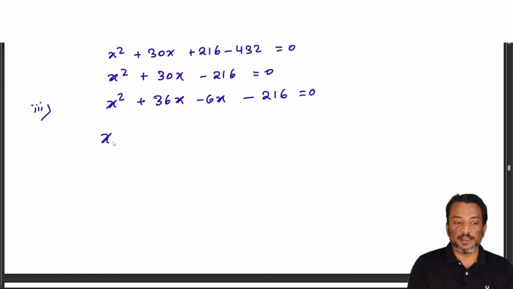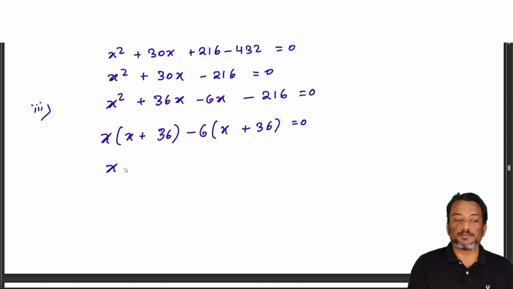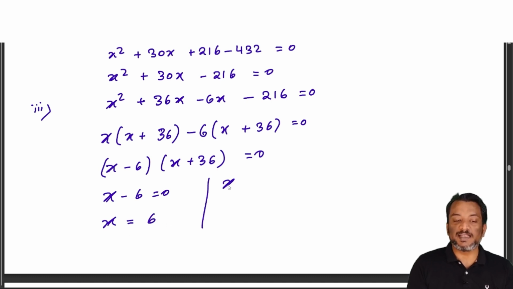So we can say x plus 36. Now same way we can take a minus 6. So x minus 6 into x plus 36 is equal to 0. So x minus 6 is equal to 0. So x is equal to how much? You will get 6. Now same way x plus 36 is equal to 0. So x is equal to minus 36.